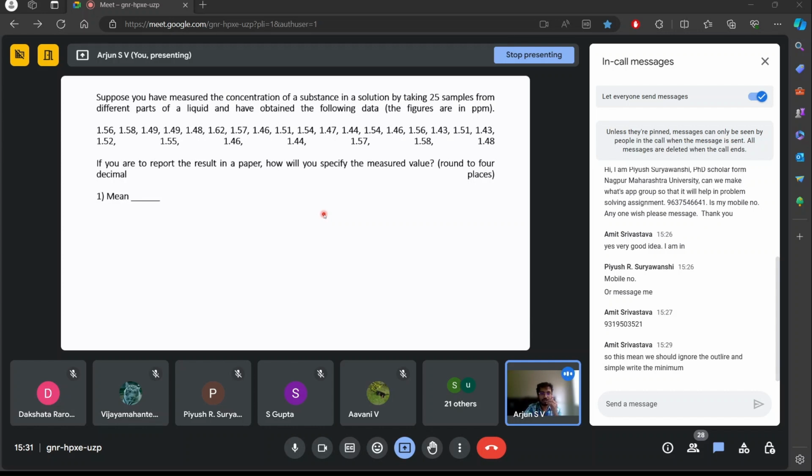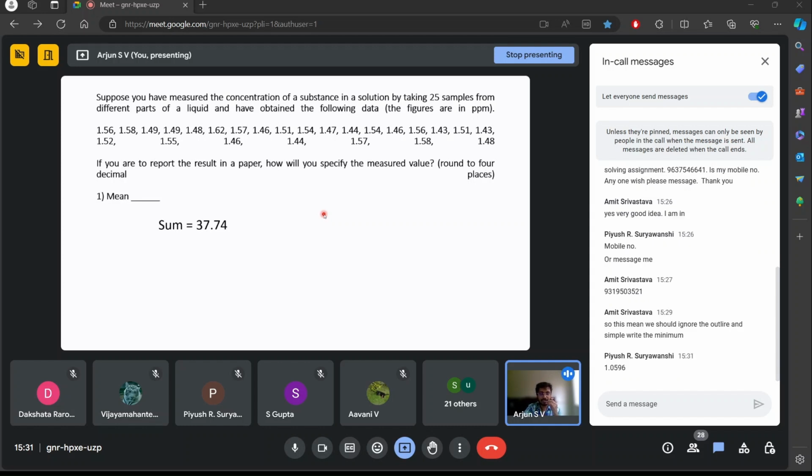So if you have to report the measured value, then we have to report the mean and the standard error. So that's what they have asked in the first question. So this mean, we should ignore the outlier and simply write the minimum. Yeah, we should actually ignore the outlier for calculation of the minimum mean. I'll come back to that later.